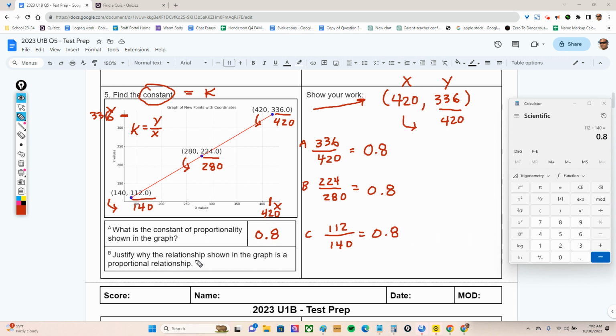Justify why the relationship shows a proportional relationship. Okay? They're all equivalent ratios. Equivalent ratios, straight line. Okay? The straight line here, I'm obviously abbreviating. And passes.